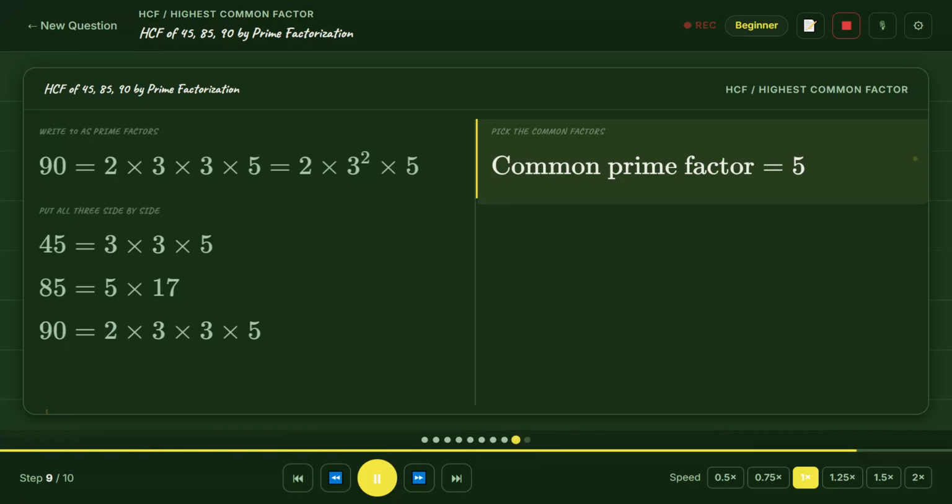The number 3 is in 45 and 90 but not in 85, so we can't pick 3. Only 5 is in all three.